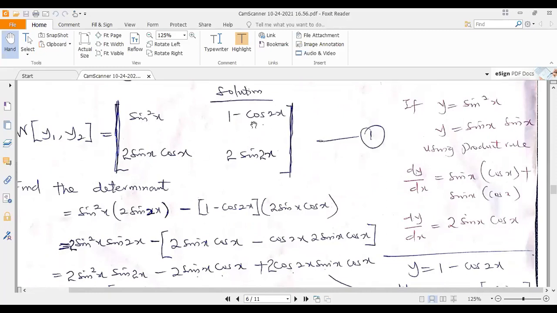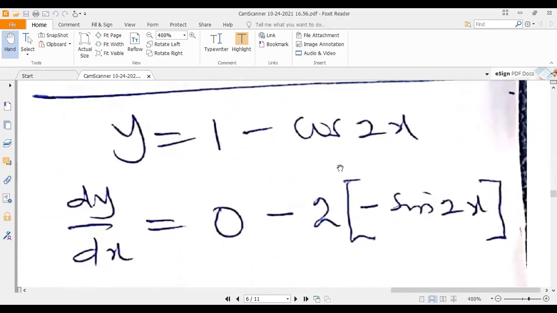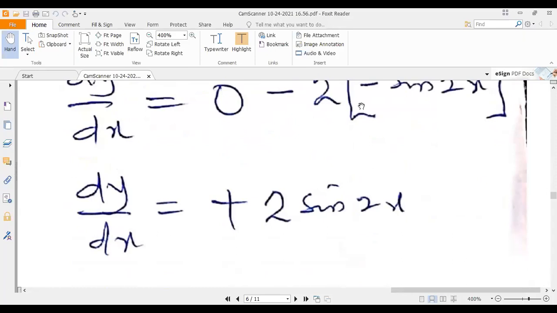Now let's go to the second one again, 1 minus cos 2x. I want to differentiate 1 minus cos 2x now. If you differentiate 1, what will you have? 0. Then if you are to differentiate cos 2x, what do you get? Don't forget that you first of all differentiate the contents. If you differentiate 2x, you have 2. Then 2 will come outside. If you differentiate cos 2x, you have minus sine 2x. So minus times minus, then you have plus 2 sine 2x.